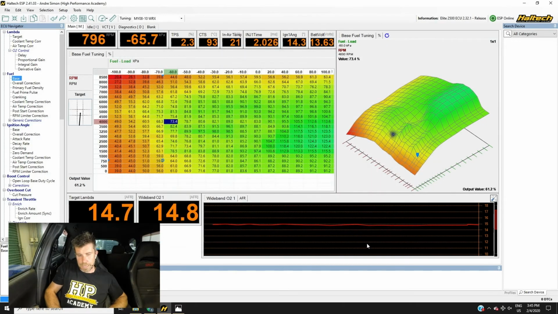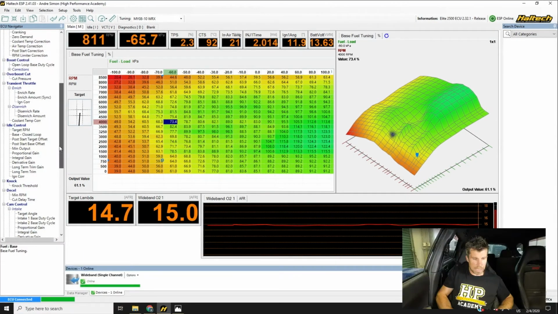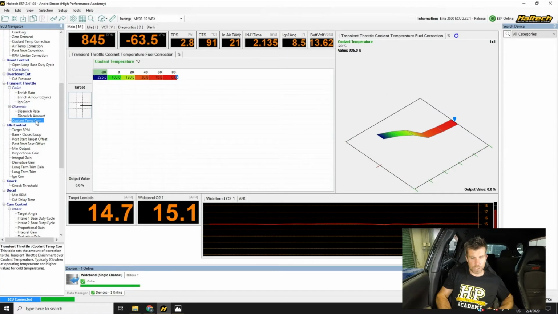All right, so what we can do now is close that down, and now that we've got those parameters discussed, we can move down and we can actually have a look at the transient throttle control parameters here. We'll find these in our ECU navigator out on the left. So we obviously have our parameters for enrichment. We've got enrich rate, enrich amount synchronous, and we've got our ignition correction. We've also got our disenrich rate, disenrich amount, and importantly here we've also got a coolant temperature correction.